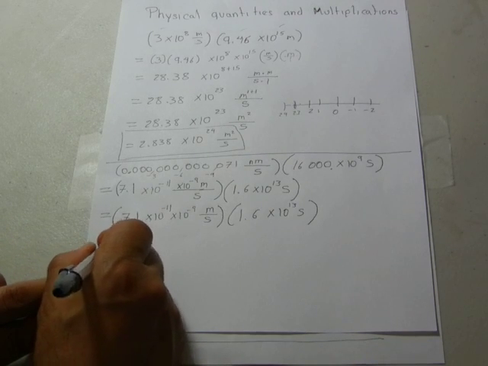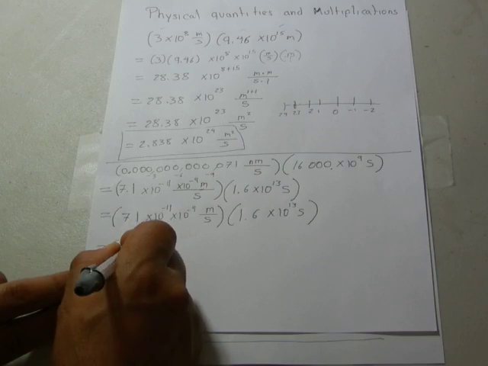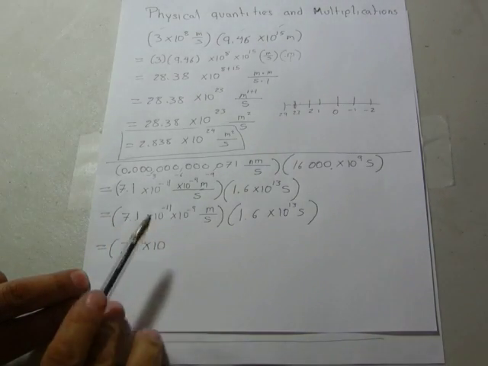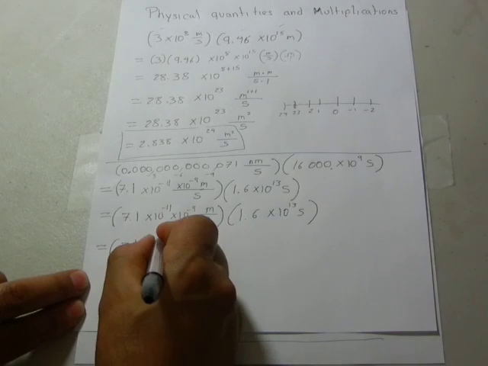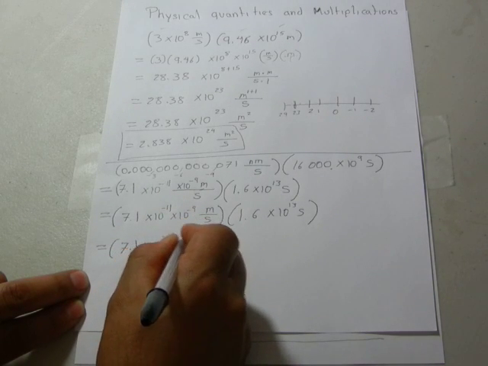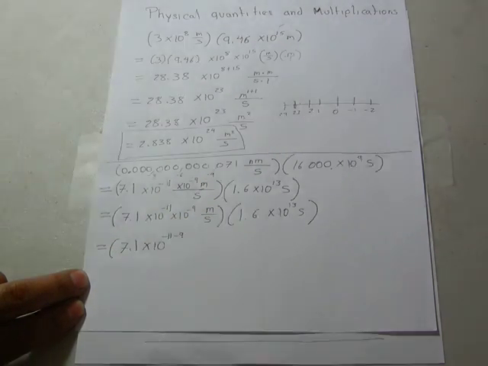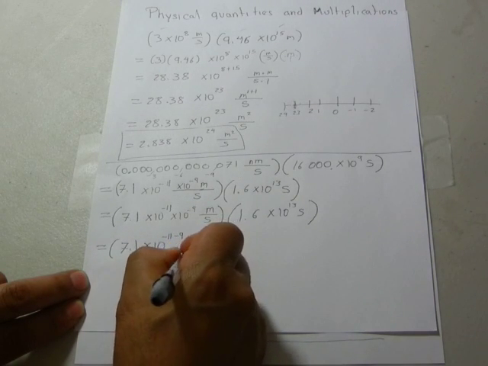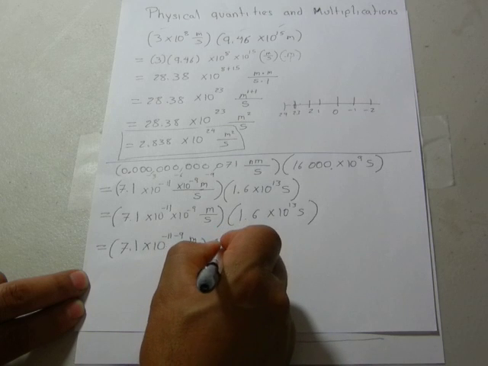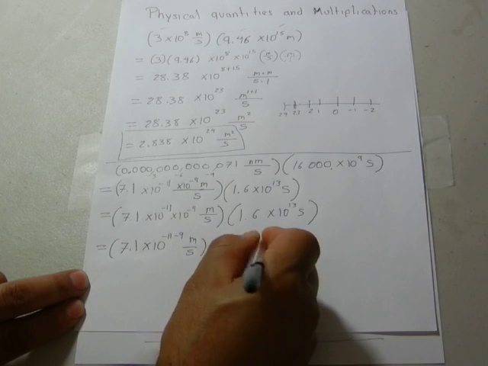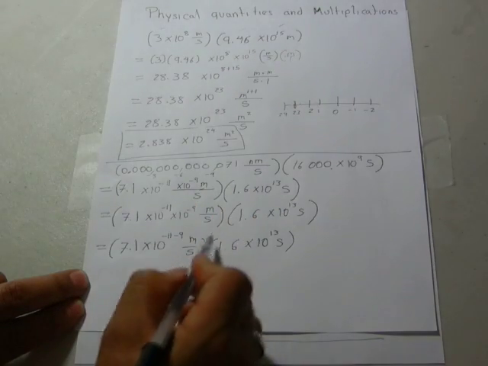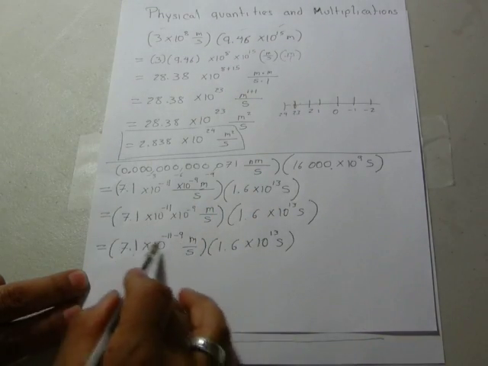Okay, we're on the right track. This is going to be multiplication with the same base. We add the exponents: -11 plus -9 is negative, and we have meters per second. We keep carrying until we have the simplest expression.